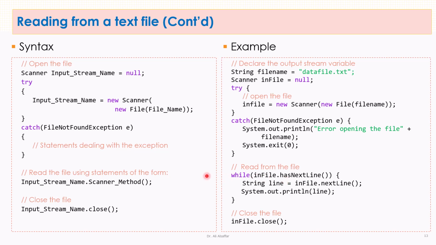After finishing reading from the file line by line, we close the file using the Scanner name, and we are calling the close method of the Scanner class. After learning how to read from a text file, let us have some examples showing you how to read data from a file for our programs.